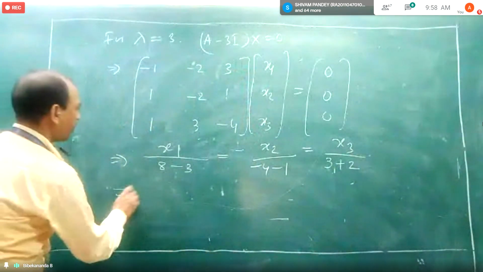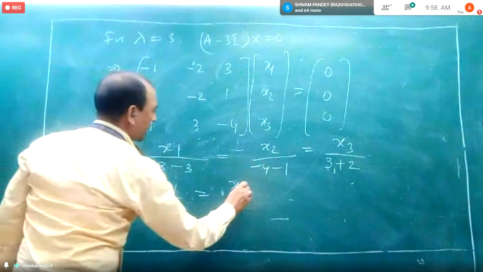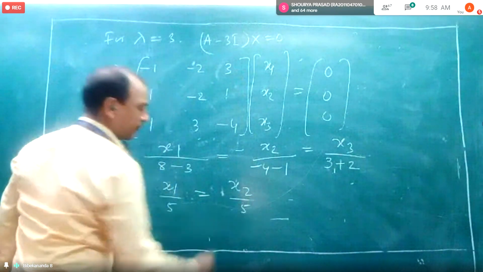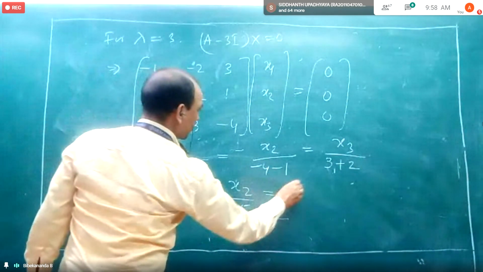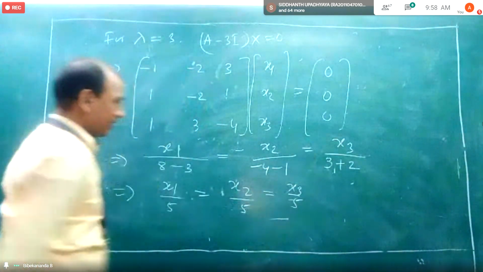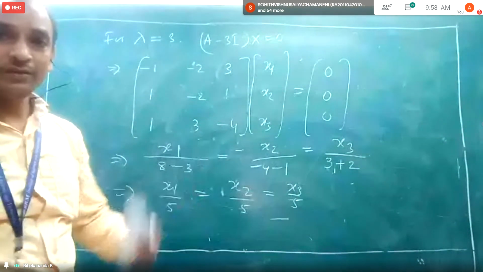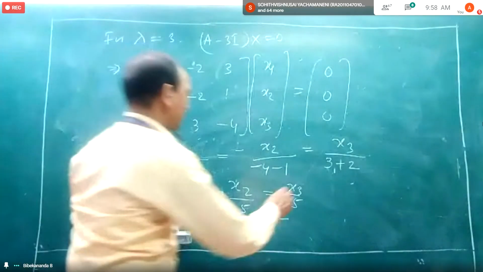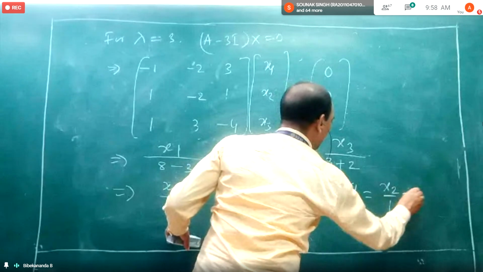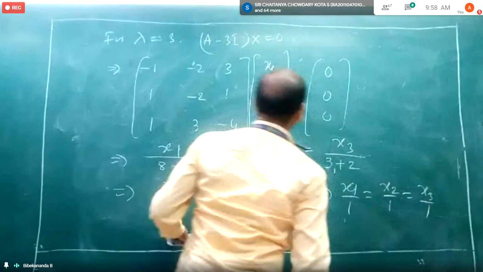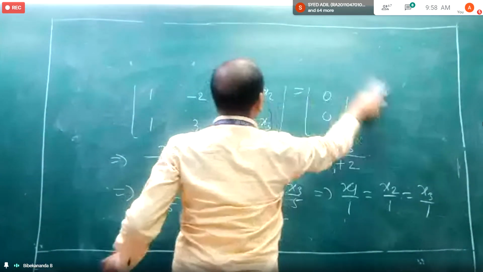So finally, what are you getting? x1 by 5, x2 by 5, because this is minus 5, so 5 is equal to x3 by 5. Finally, what will be the value of x1, x2, x3? What is the common? 5 is common, and so x1 by 1, x2 by 1, x3 by 1. And so what is the vector x?